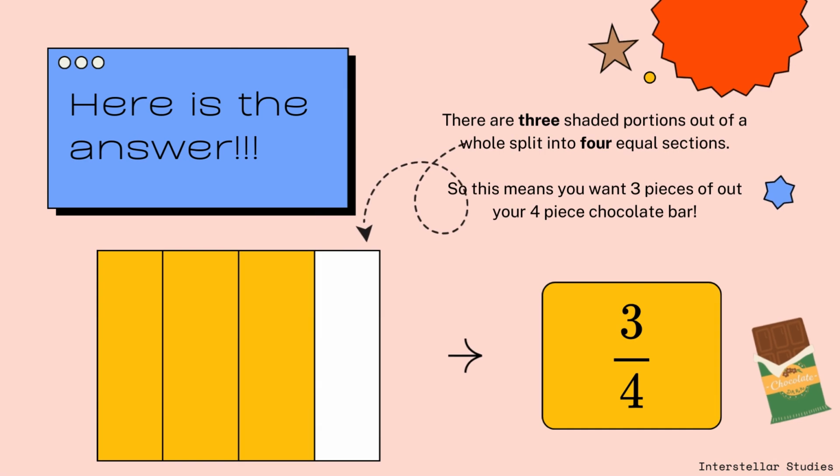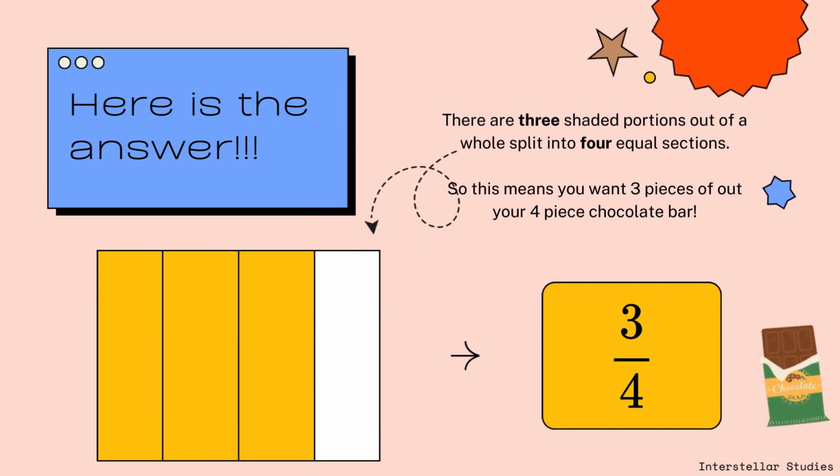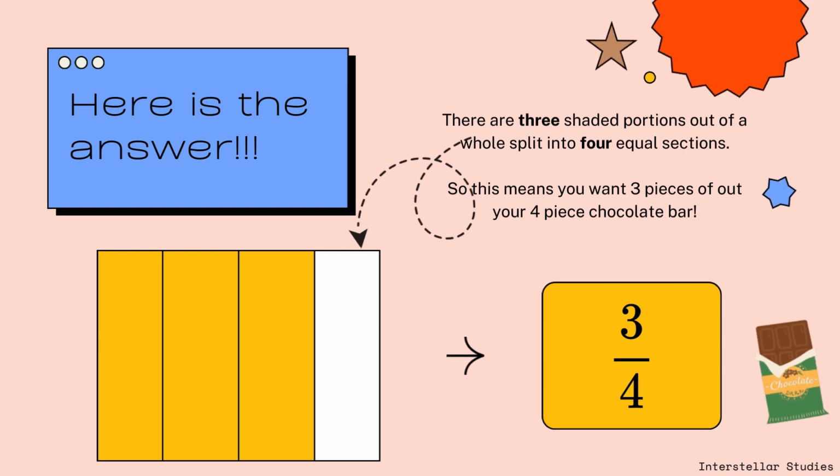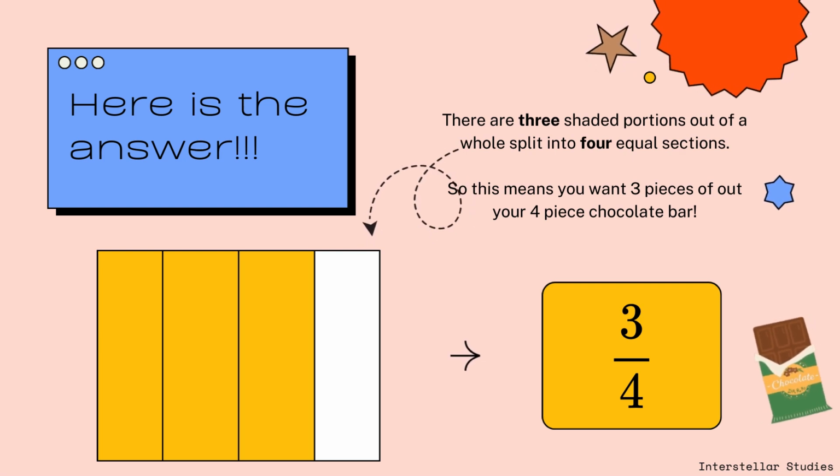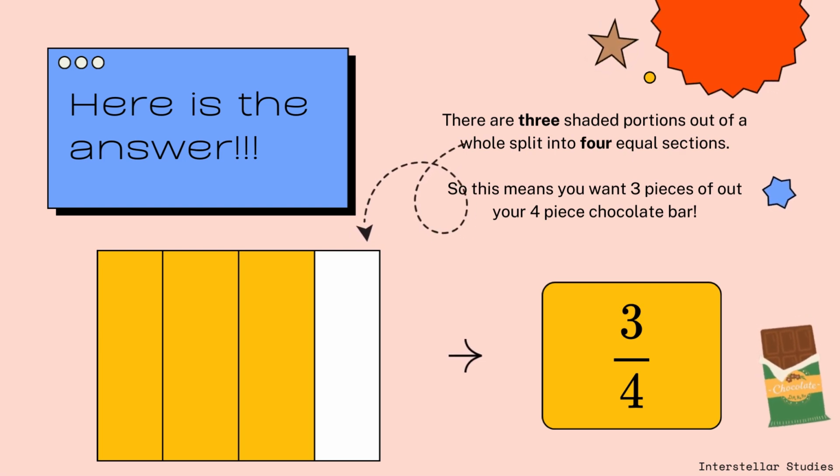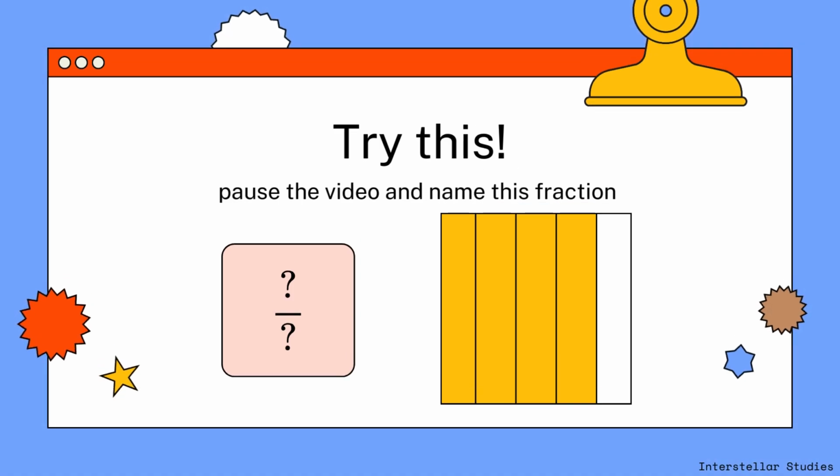The answer is 3/4 because there are 3 shaded portions out of a whole split into 4 equal sections. This means you want 3 pieces out of your 4-piece chocolate bar. How about you try one? Pause the video and try to name this fraction.